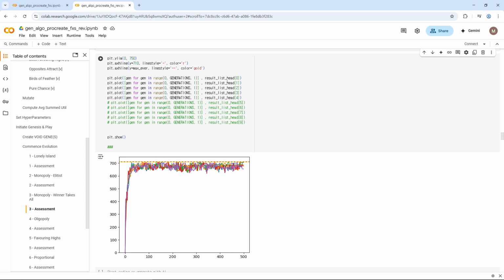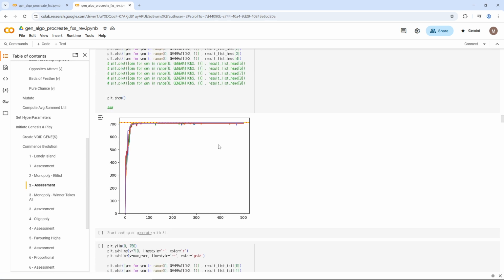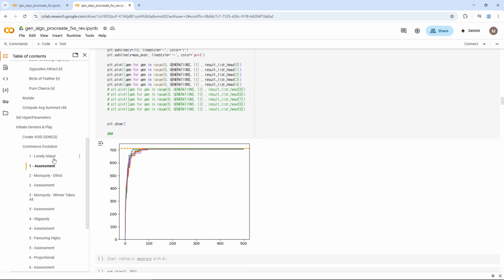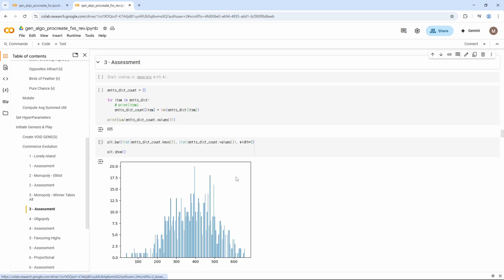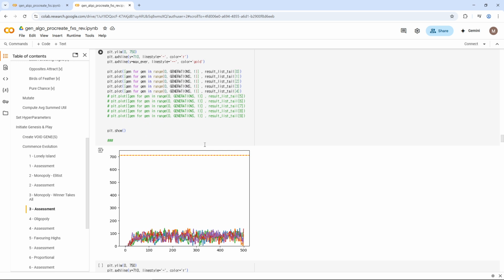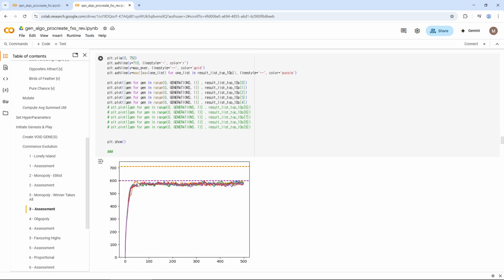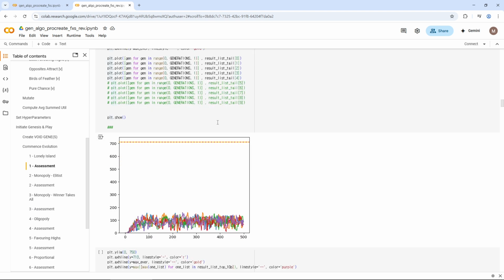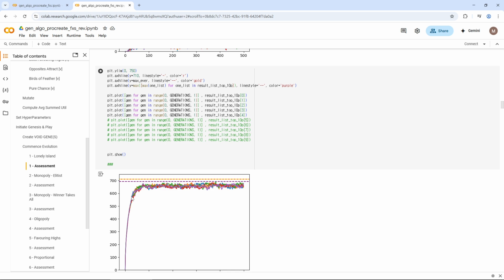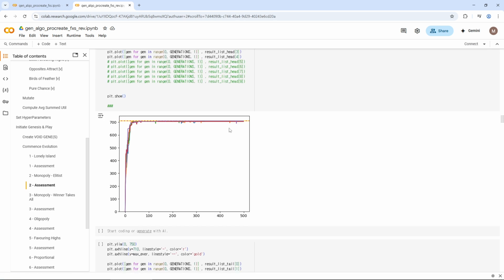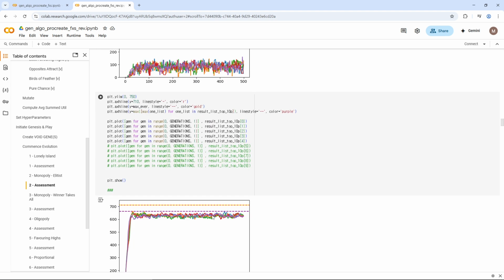However, when we look at the plots for the heads, the lines oscillate, they're not so stable as when compared to this, or when using the Lonely Island function. It's very unstable for the heads, and these are for the tails. Again, more unstable. Here's one for the top 10%, and they plateau slightly below 600, whereas for the Lonely Island they used to plateau above 600, and Monopoly Elitist, the plateau is again above 600.